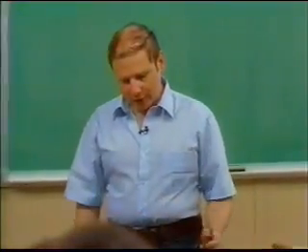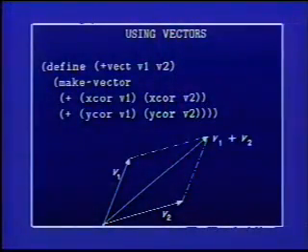Here's an operation that takes the sum of two vectors. So we want to add this vector v1 and this vector v2, and we get the sum. And the sum is the vector whose coordinates are the sum of the coordinates of the pieces you're adding. So to define add-vect, to add two vectors, I make a vector whose x coordinate is the sum of the two x coordinates and whose y coordinate is the sum of the two y coordinates.